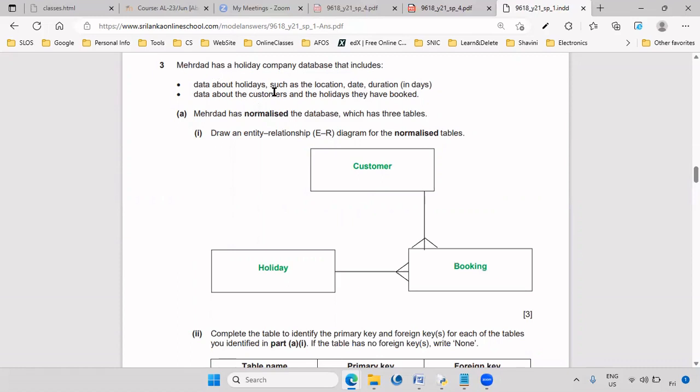So data about holidays, then the customer. So customers here, then holidays here, and then booking. So this has three tables: holidays, customer, and the third one is here, the bookings they have booked. You can't have bookings in one of these; you have to have a separate one. So this is the data diagram.